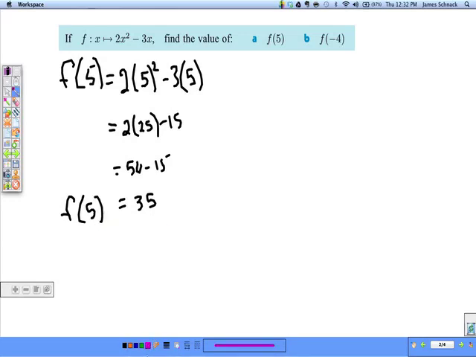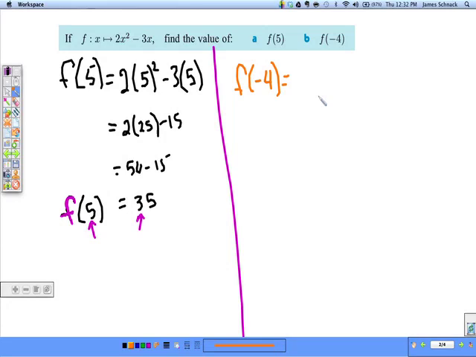The big mistake that people do here is they say, oh, I'm trying to get f alone, right? And they divide both sides by 5. But that's not at all what we want. We want to be able to see that when we use function f and we plug 5 in, the output is 35. Real quick, pause this video and give part B a try. Find f of negative 4.